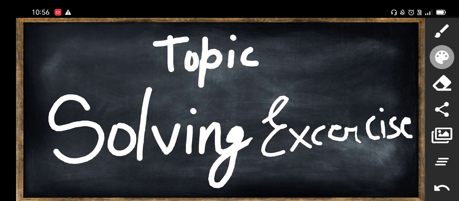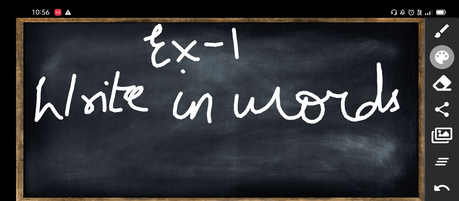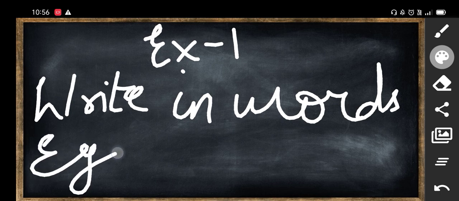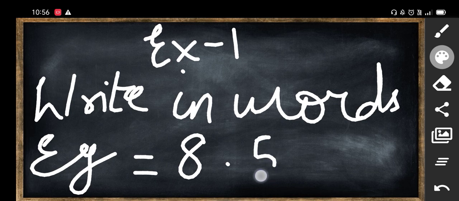So let's start with today's topic, solving exercises. Our exercise 1 is write in words. Now I will give you a number, for example, 8.5. How do we write it? I'm just spelling it. You have to write it all in words: eight, then point, and then five. So this is the example.